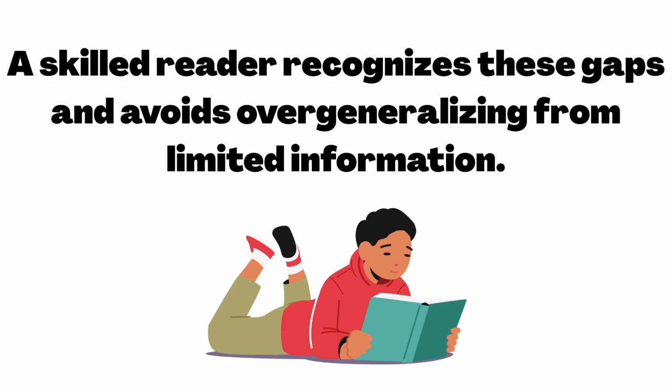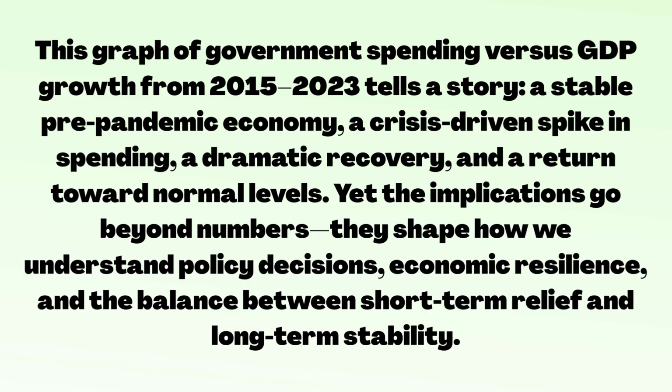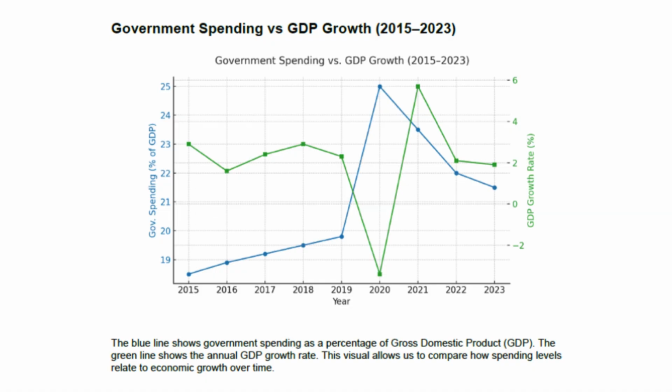A skilled reader recognizes these gaps and avoids overgeneralizing from limited information. This graph of government spending versus GDP growth from 2015 to 2023 tells a story: a stable pre-pandemic economy, a crisis-driven spike in spending, a dramatic recovery, and a return toward normal levels. Yet the implications go beyond numbers. They shape how we understand policy decisions, economic resilience, and the balance between short-term relief and long-term stability.